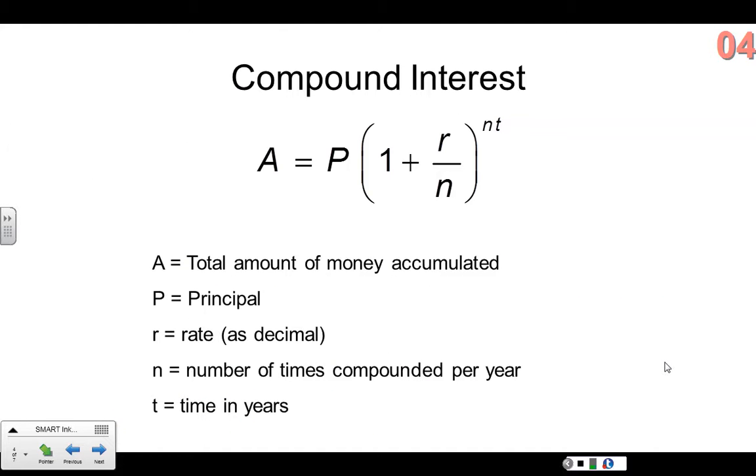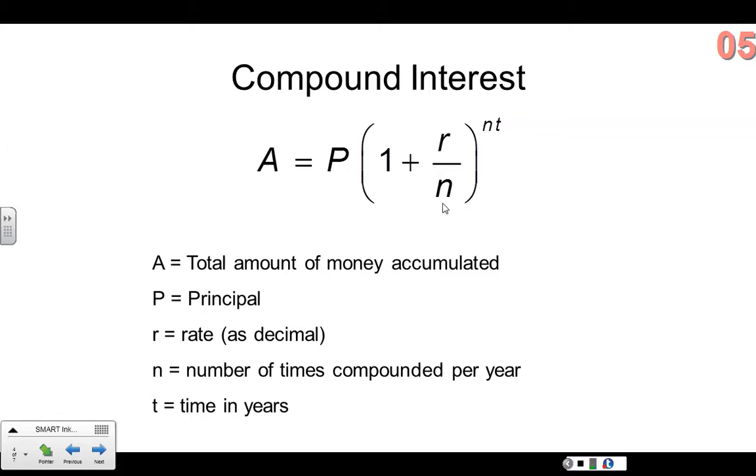One model that you use quite often in algebra and in finance is the compound interest formula. The amount accumulated in a compounded account is equal to the principal, the amount of money that you start out with, times 1 plus r over n, all to the power of n times t. R stands for the interest rate, which is a percentage normally, and you would change that to a decimal.